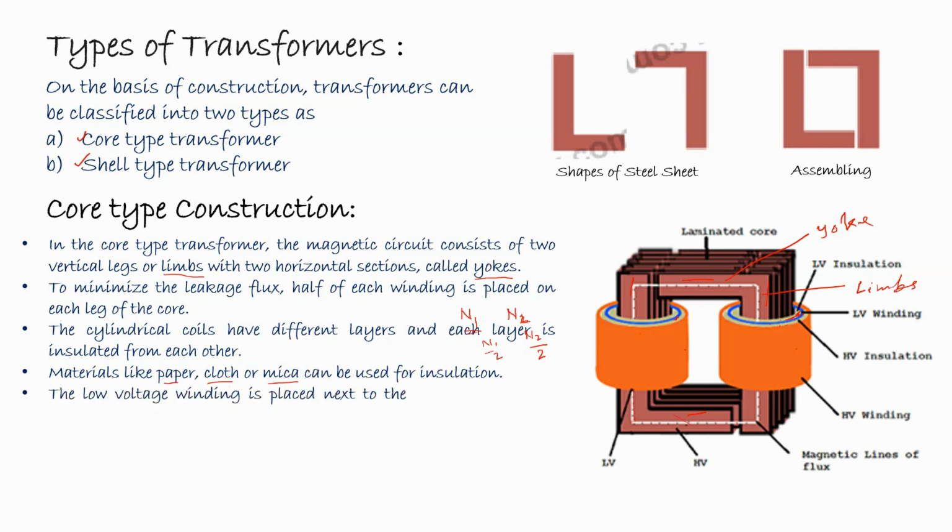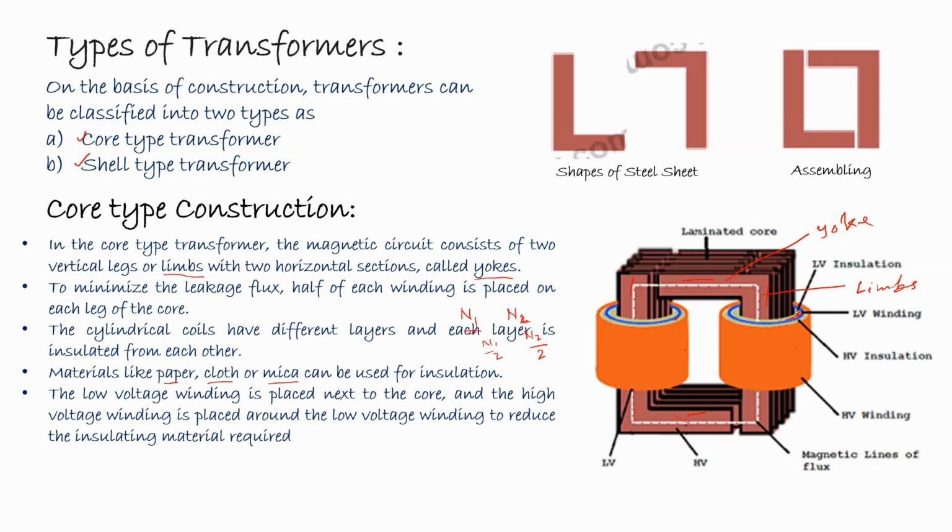The low voltage winding is placed next to the core, and the high voltage winding is placed around the low voltage winding. This is basically to reduce the insulating material required, as well as for safety purposes. Later we'll discuss the relation between the primary voltage and current with the secondary voltage and current, which can be mentioned as V1 I1 is equal to V2 I2, where 1 indicates the primary side value, 2 indicates the secondary side value.